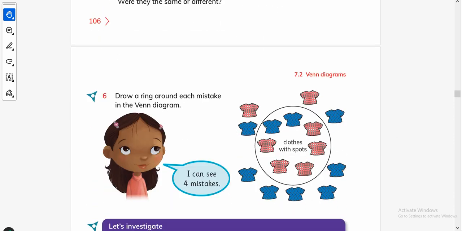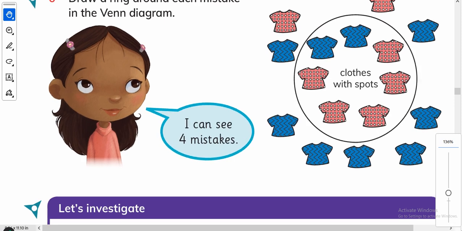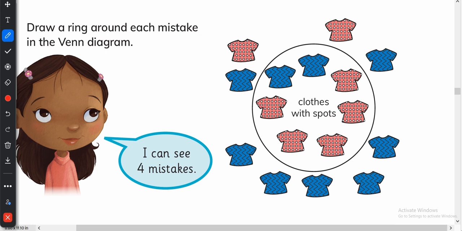Okay, draw a ring around each mistake in the Venn diagram. Each mistake, I can see four mistakes. Let me find mistakes. Clothes with spots. They said that clothes with spots. Okay, so why did you put these shirts inside? They are not with spots. Oh, they should put these shirts inside. Okay, so there are one, two, three, and four mistakes. Yes. Okay, and it is easy. You can say that put all the pink shirts inside or put all the blue shirts outside. It's easy.